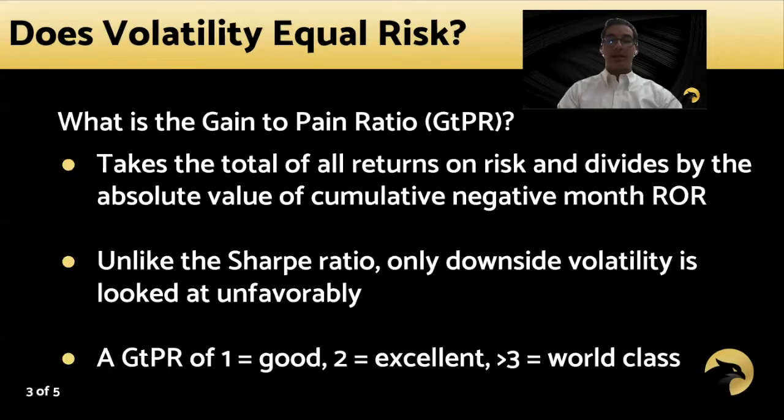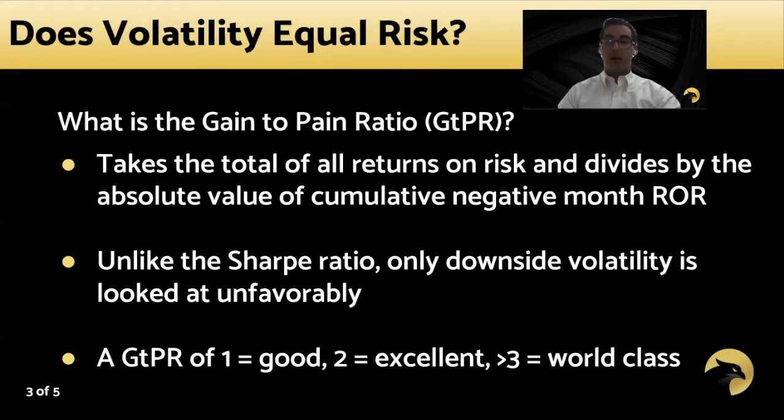The gain to pain ratio can be calculated by monthly ROR or trade by trade data. It takes the cumulative total of all returns on risk and divides by the absolute value of cumulative negative monthly ROR. The gain to pain ratio measures exactly what it describes, the amount of pain required to achieve some level of profitability. The gain to pain ratio preferably should be maintained for multiple years, although maintaining a running 1-year data set is a great way to statistically identify abnormal performance periods.